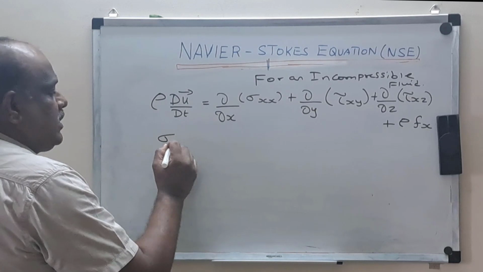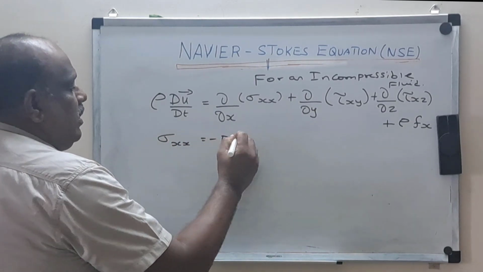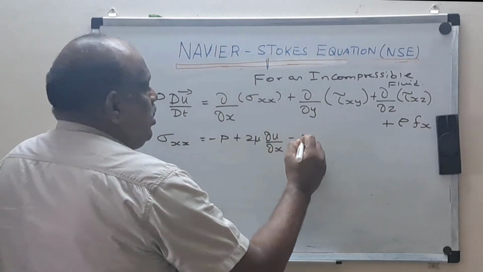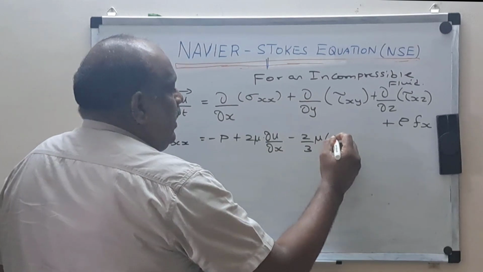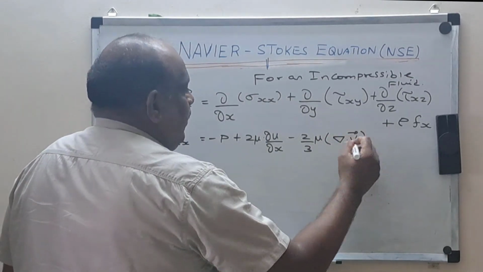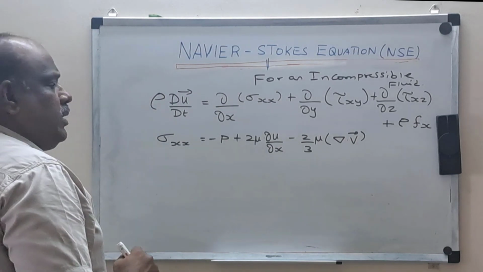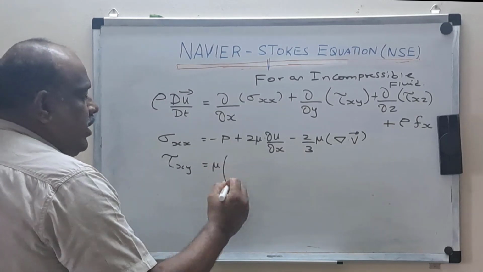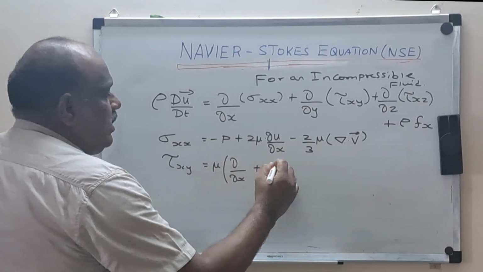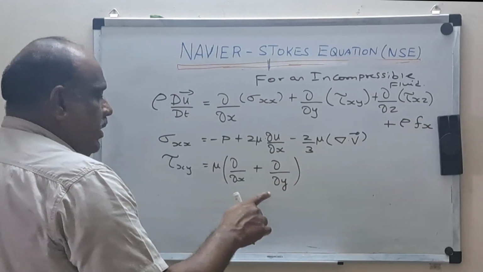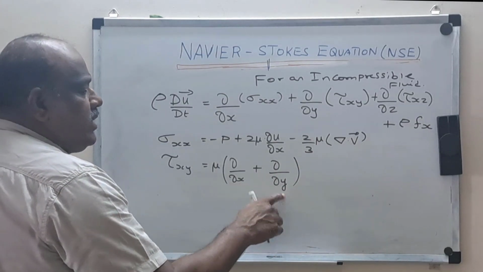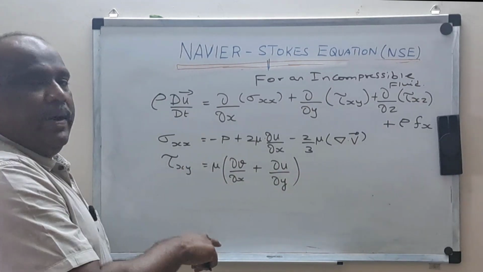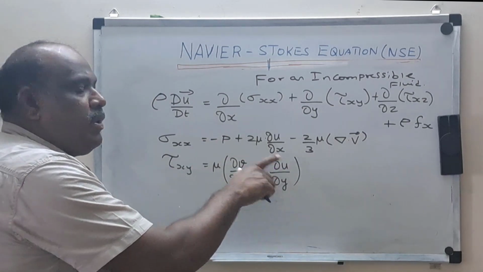We know that sigma xx is equal to minus P plus 2 mu into dou u by dou x minus 2 by 3 mu into del dot V. This we know for sigma xx. As for tau xy, how did we write it? We wrote it as mu times dou by dou x plus dou by dou y. Where x is there, I put v, and where y is there, I put u. So for x, the normal component is v, and for y, the normal component is u.